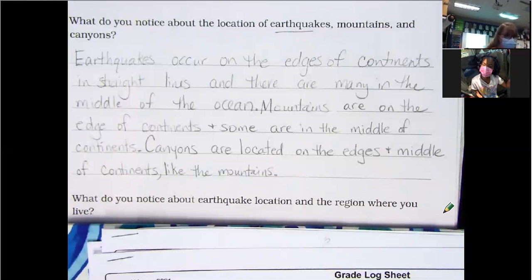Mountains are on the edge of continents. Some are in the middle of continents. Canyons are located on the edges and in the middle of continents, just like the mountains. Does that question ask about earthquakes, mountains, and canyons? This question right here will lead you to your answer for the conceptual checkpoint.